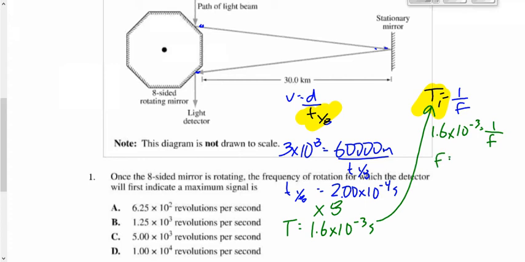How do you solve for frequency now? 1 divided by 1.6, right? F goes up, 1.6 goes down, end up basically just swapping places. And when I do that, I believe, pretty sure it works out to be 625 hertz, or 6.25 times 10 to the 2 revolutions per second.